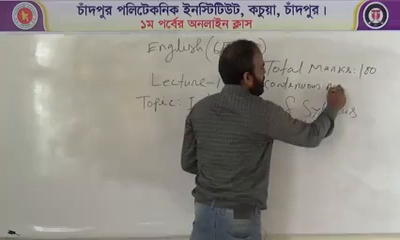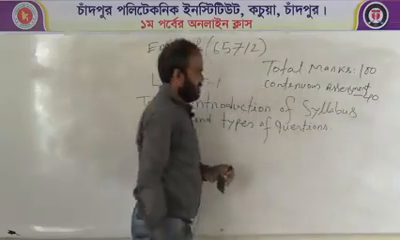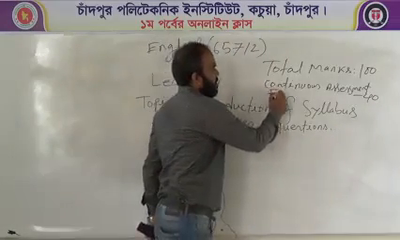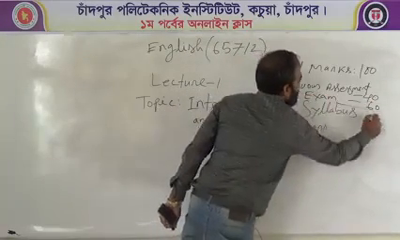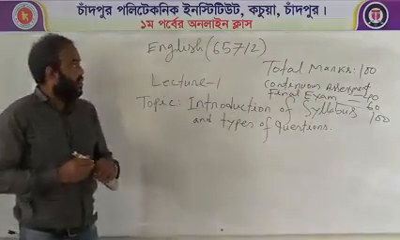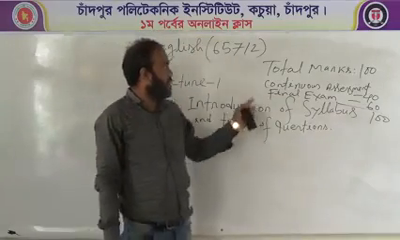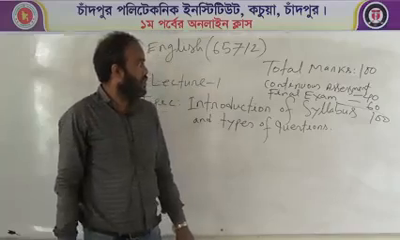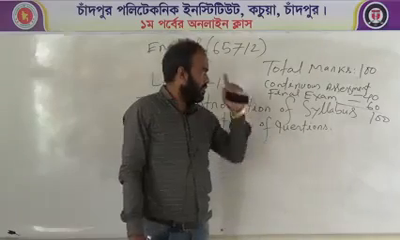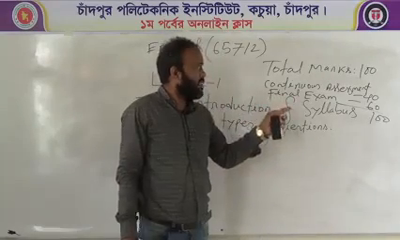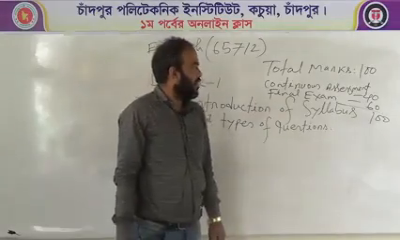Continuous assessment is 40 and the final exam is 60. Total marks 100. Continuous assessment means class test, quiz test, attendance, and midterm marks. The final exam is total marks 60. So the total is 100.